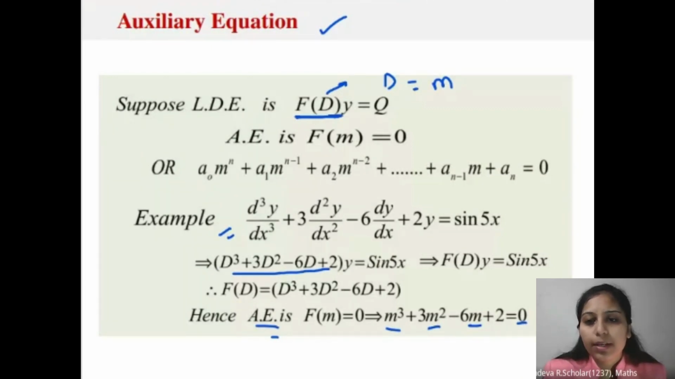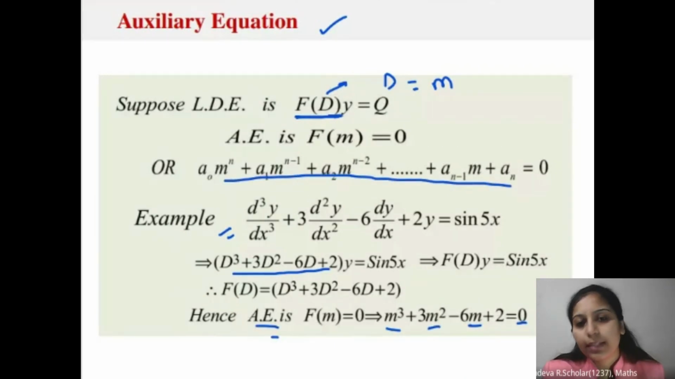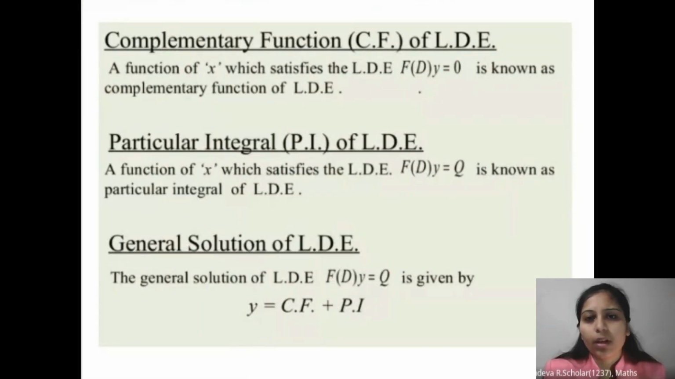Based on this auxiliary equation, we can solve and find the roots of this equation. Here we have a 3-degree equation, so we get 3 roots. Likewise, if we take an m order equation, we will get m roots. So based on these roots, we have some solution for this equation.